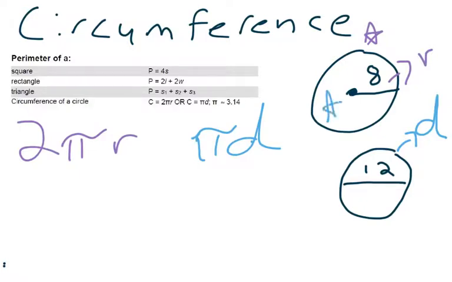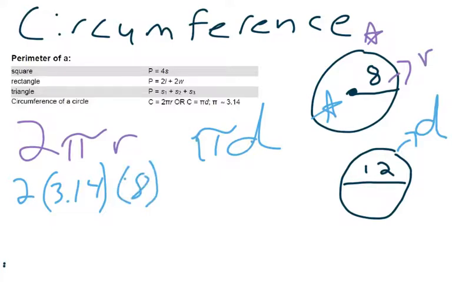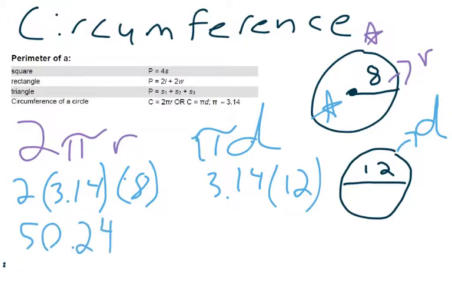For this circle, we would go 2 times 3.14 times 8. Remember, we never hit the pi button. Always put 3.14. And for the one on the right, we would go 3.14 times 12. When we multiply these in our calculator, we get 50.24. Again, let's say it's in feet. And on the one on the right, you get 37.68, again in feet.